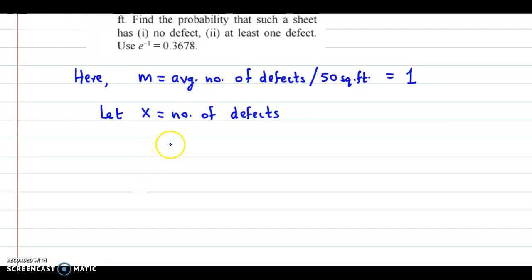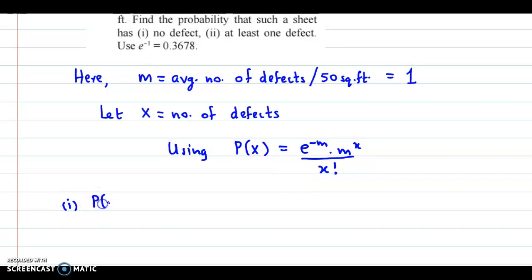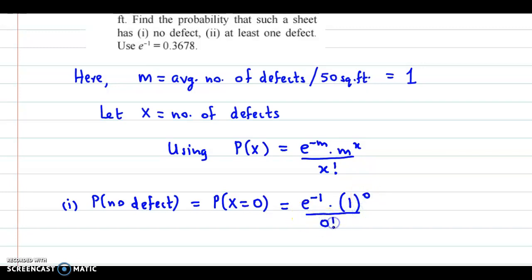Now we know that for a Poisson's distribution, the probability function, that is p of x, is given by e raised to minus m into m raised to x upon x factorial. So the first case is probability of no defect. Alright, so probability of no defect means that we have to obtain p at x equal to 0. So let us substitute all these values. So we have e raised to minus m, that is minus 1, into m, that is 1 raised to x, x is 0, divided by 0 factorial.